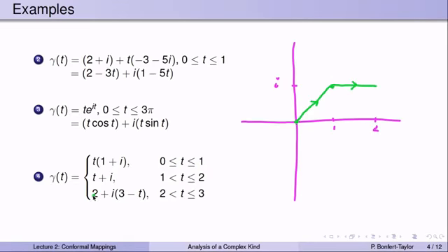Between 2 and 3, we're looking at 2 plus i times 3 minus t. So now the real part remains fixed, and the imaginary part changes. It starts with t equals 2, and 3 minus 2 is 1, so at i, it starts right here, and decreases from there to 0. In other words, this is what the curve does. So altogether, this is my curve gamma of t.